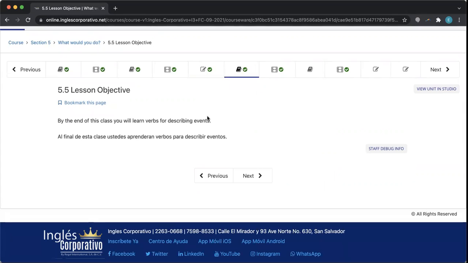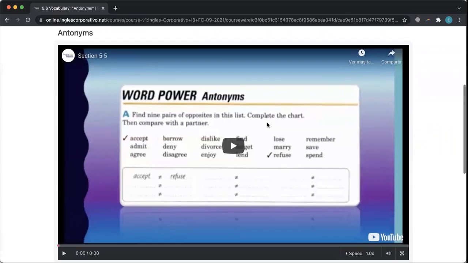Now we're going to learn antonyms. Do you remember what antonyms are? Yes. The opposite. Exactly. They're opposites, right? Today we're going to learn the vocabulary of antonyms for describing events.